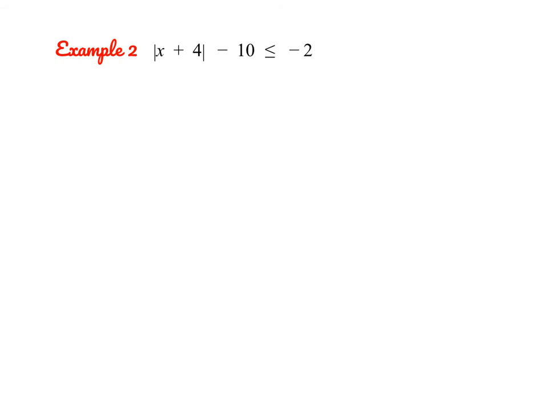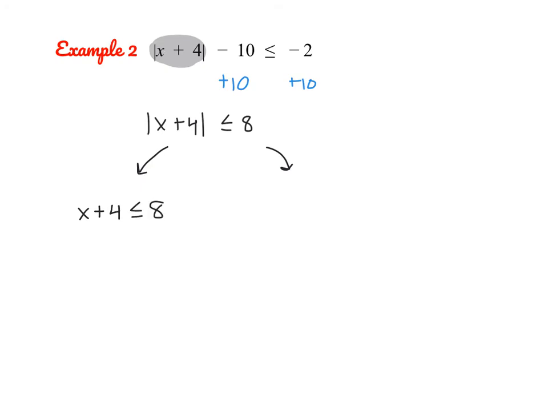Now let's try another one together. So here, again, our first step is always to isolate. So we can start by adding 10 to both sides. Now here, since our inequality is less than 8, this is going to be an AND inequality. So we can still set up two separate inequalities here in the same way. So it's going to be x plus 4 is less than or equal to 8, and x plus 4, then we flip the inequality sign, is greater than or equal to negative 8.